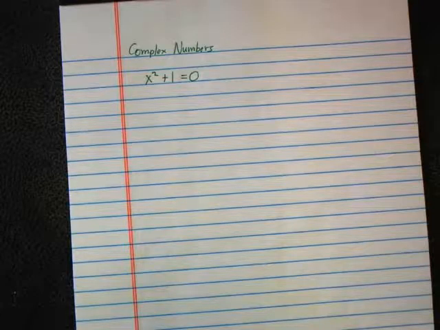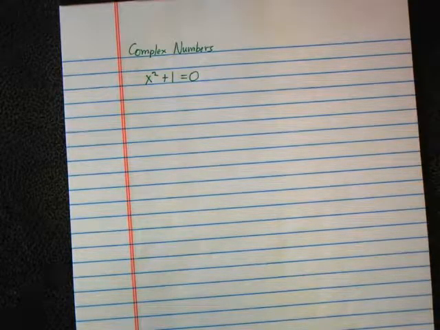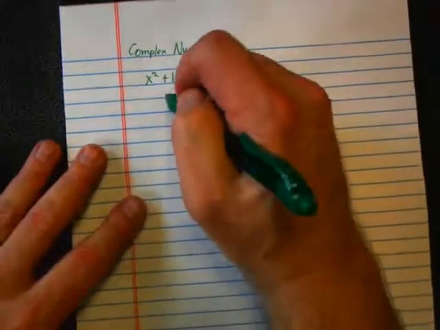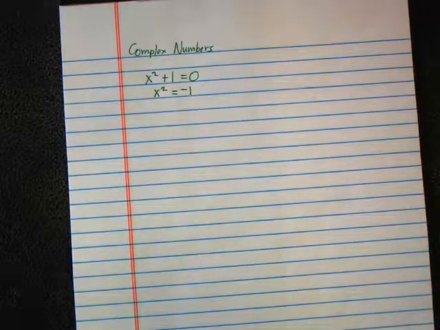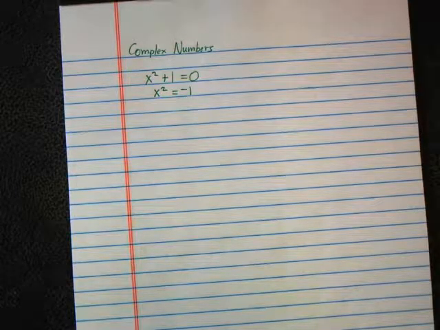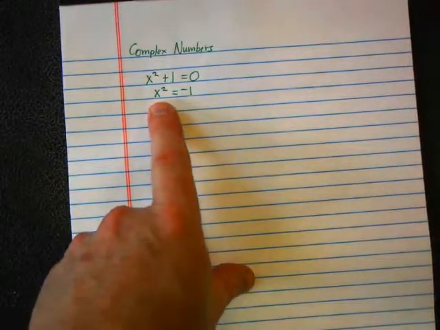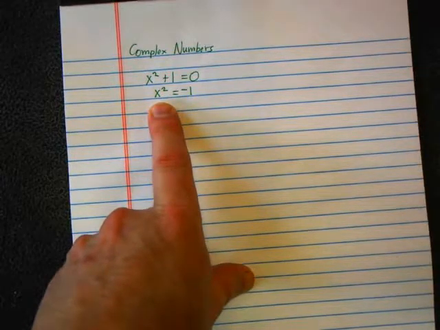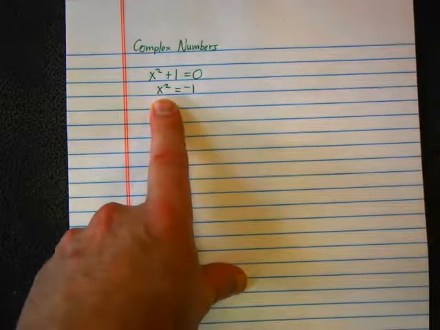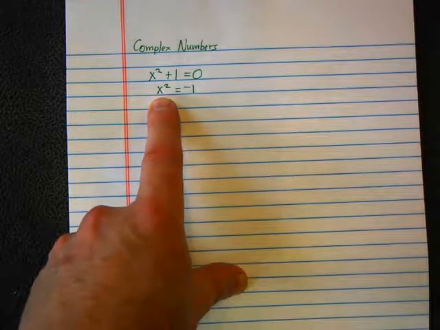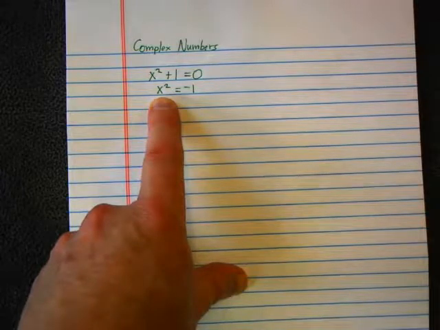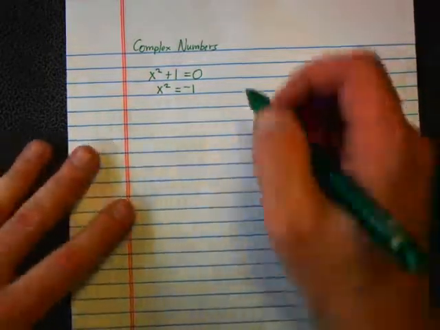That equation has a big problem. What's the big problem with that equation? That's the same as x squared equals negative 1. If I put a real number in here and I square it, I never get a negative answer. I might get 0. But even if I plug in negative 1, what's negative 1 squared? Positive 1. So this equation has no real answer.